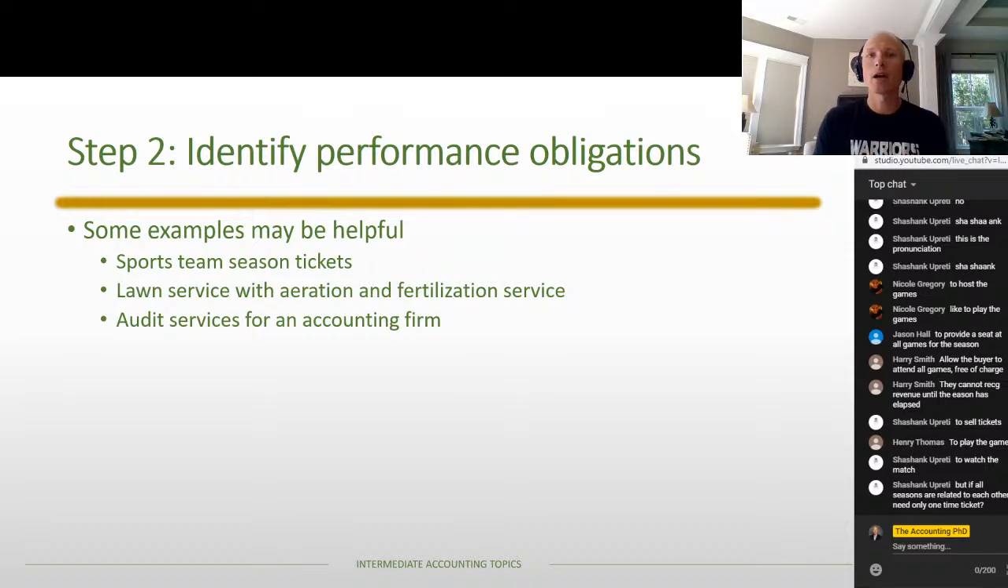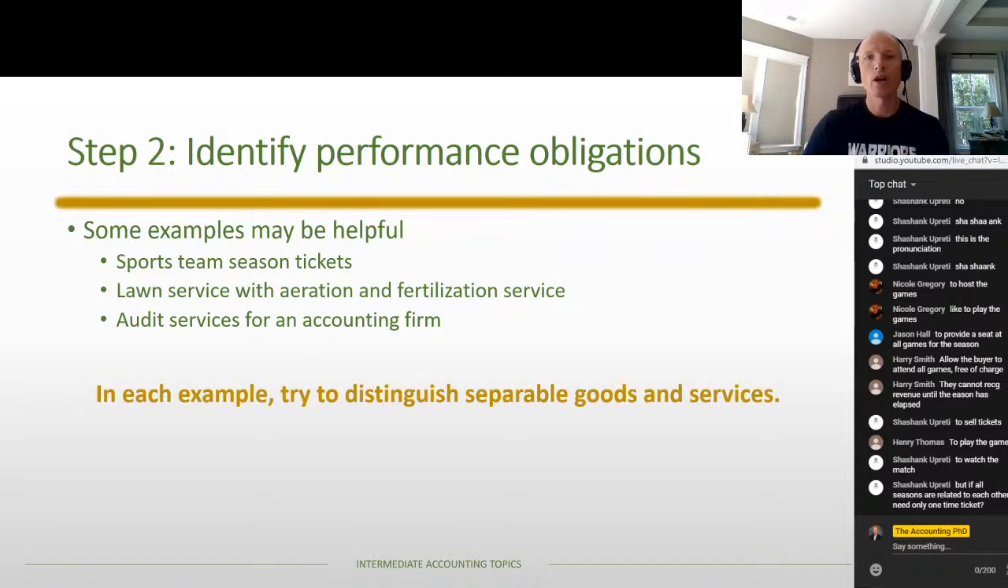So whenever you contract out with that customer, what are the things that you've promised to do within that contract? You have to try to identify each of those performance obligations. And so again, it may be, okay, we're going to do an inventory count. We're going to do, whatever it might be. Those may all be distinct performance obligations.